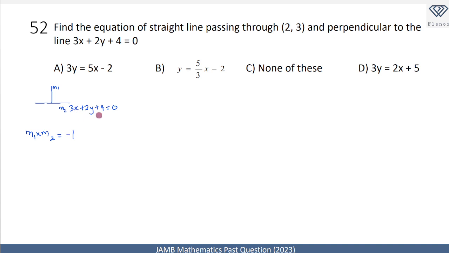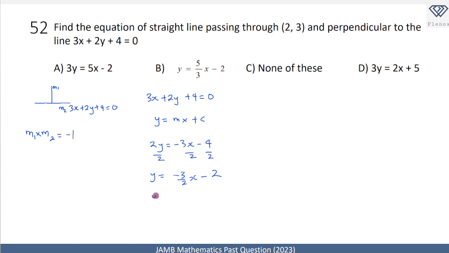So how do we find M2? Now we know the equation of the second line, which is 3x + 2y + 4 = 0. So we try to rewrite this in the form y = mx + c, so we can compare what the value of m will be. So this becomes 2y = -3x - 4, when we bring 3x and 4 to the other side. Now we can divide through by 2, and we have y = -3/2 x - 4 divided by 2 is 2.